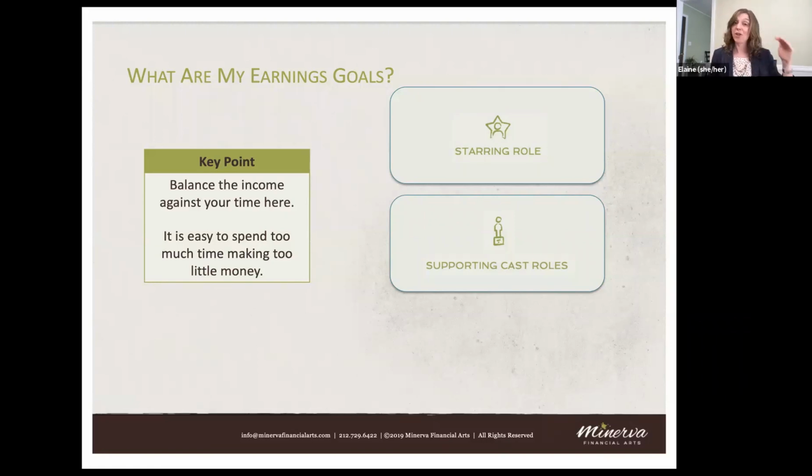With starring role, the challenge is to set appropriate rates for your work or your time. With supporting cast roles, the challenge is making sure you are spending the right amount of time there, but not too much time so that it detracts from your starring role.